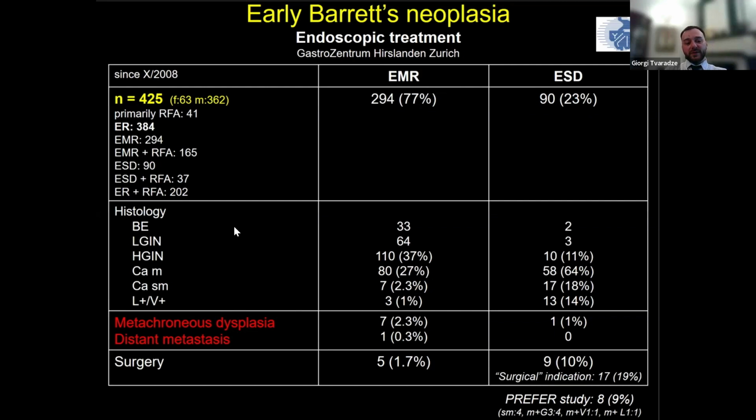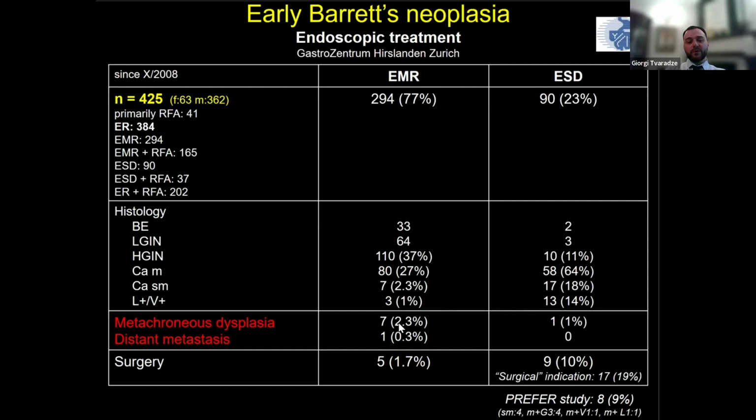Now, what is important for histology? For histology, you can see in the EMR group here, mainly it was high-grade dysplasia, 37%. And there was also 27% intramucosal cancer. But in the ESD group, you can see a high percentage was intramucosal cancer and also submucosal invasive cancers. Also, I need to mention here lymphovascular invasion of 40%. It's higher than EMR, of course, because the ESD group of patients had more advanced lesions, and we still could safely resect them.